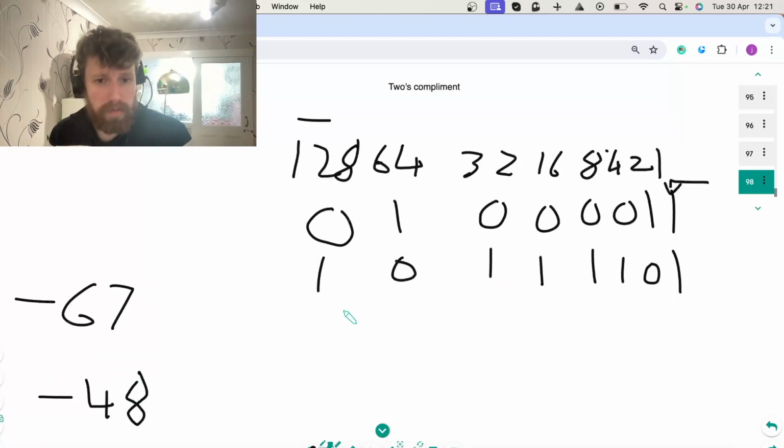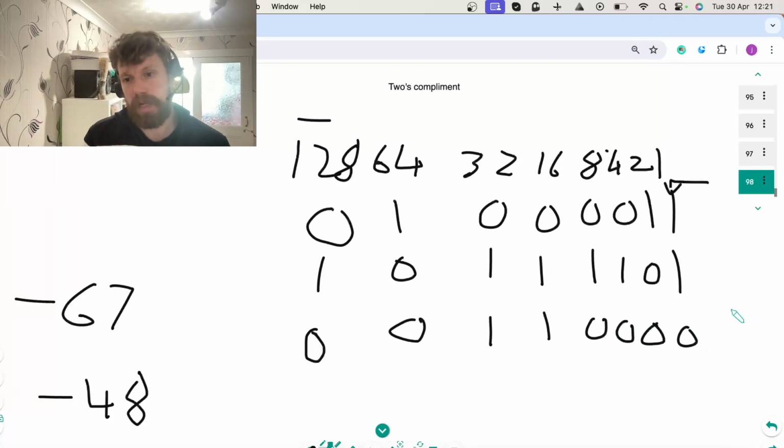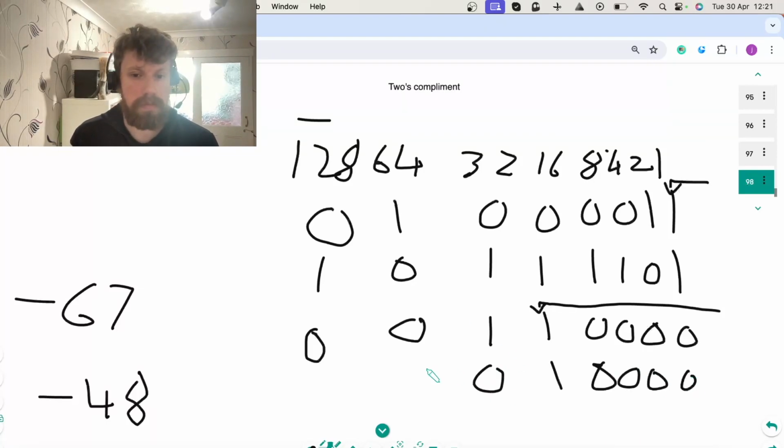Let's have a look at how to do it with 48. So 48 as a positive number. Step 1, 0, 0, 1, 1, 0, 0, 0, 0. That's 48 as a positive number. Now, same method, going right to left. Find our first 1. Everything at it and before it stays the same. 1, 0, 0, 0, 0. And then what we do is everything after it is flipped. 0, 1, 1. And then that's your negative number, and that's your negative number.